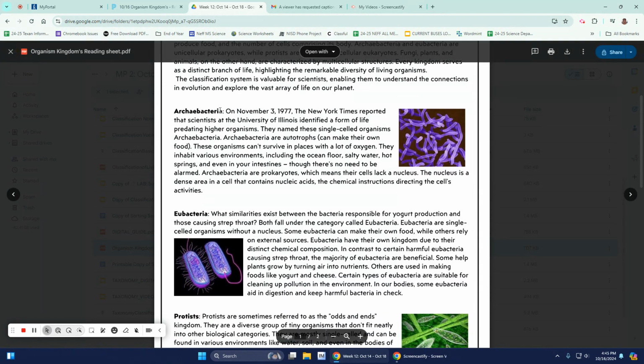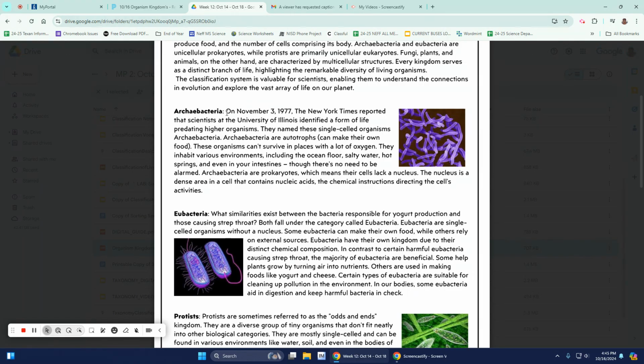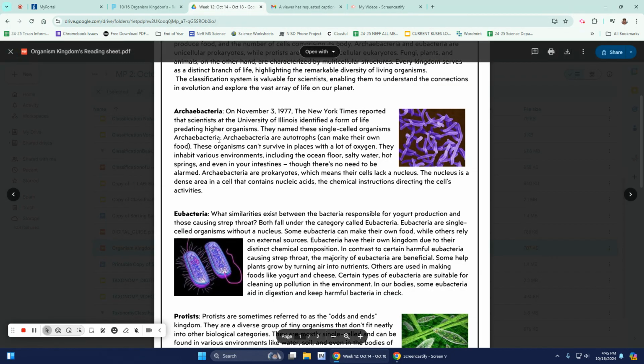Paragraph number 2, Archaebacteria. On November 3, 1977, the New York Times reported that scientists at the University of Illinois identified a form of life predating higher organisms. They named these single-celled organisms Archaebacteria.